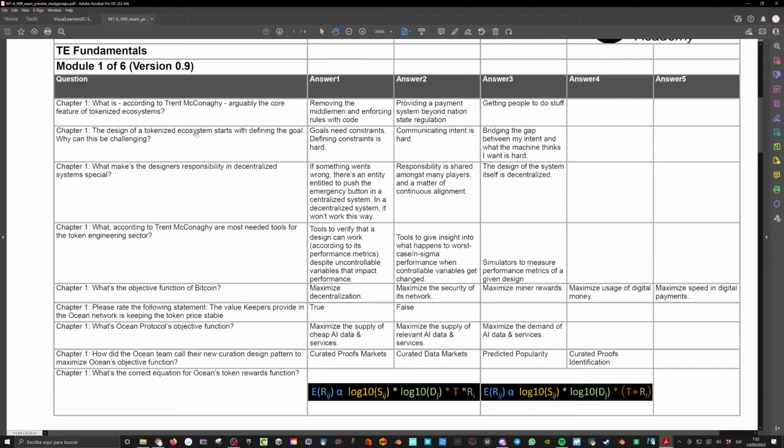The design of a tokenized ecosystem starts with defining the goal. Why can this be challenging? Who wants to take this one? Come on, Daniel, Curious Rabbit, go for it. Take it away. What do you think is the answer? I think it's not always clear in the beginning. You can define some objectives, and then as you go through, you're continually rehashing those objectives. I guess I'll choose from one of these answers, sorry.